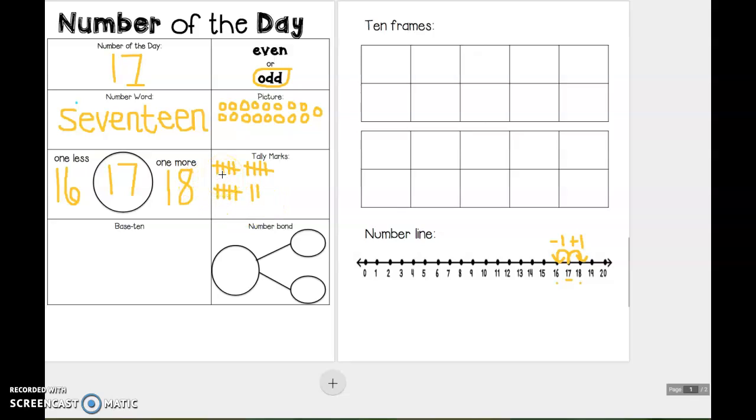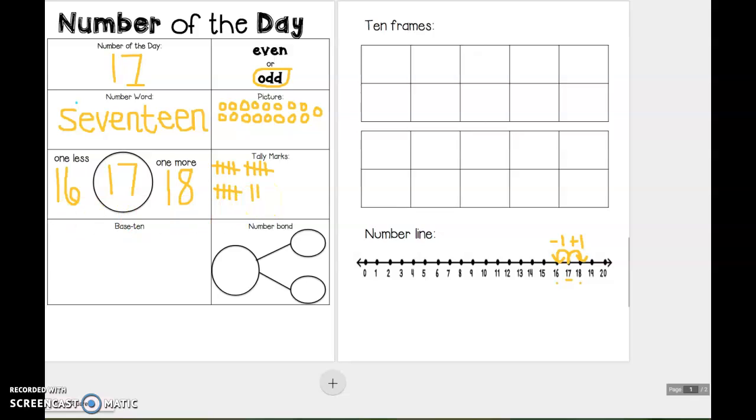I can count by fives, right? Each bundle is a bundle of 5. So I can count my bundles as bundles of 5, right? When I do tally marks, 5, 10, 15, and then count on by ones, 16, 17.